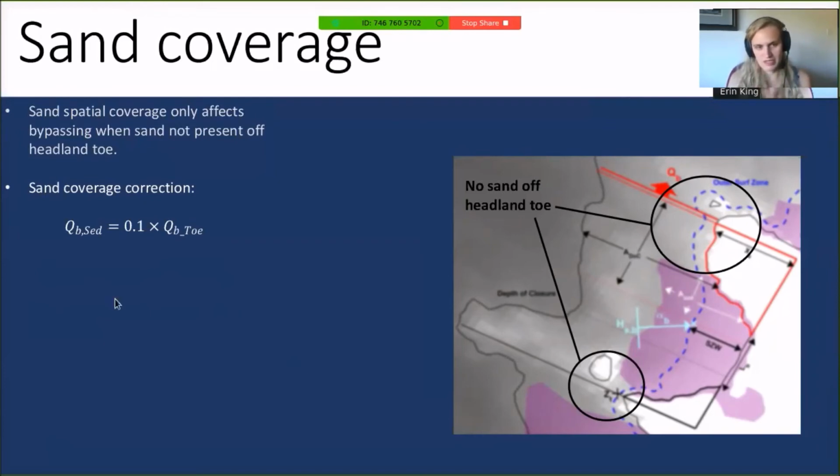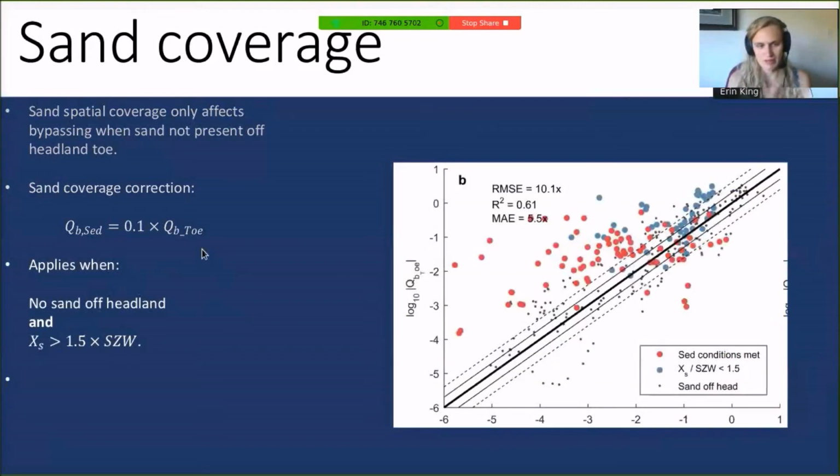And this is QB sed. So bypassing with variable sediment is an order of magnitude less, so 0.1 times QB2. Now this only applies, A, when there's no sand off the headland, but also it only applies when the cross-shore extent of the headland is greater than half a surf zone width from the outer edge of the surf zone. So excess is greater than 1.5 surf zone widths.